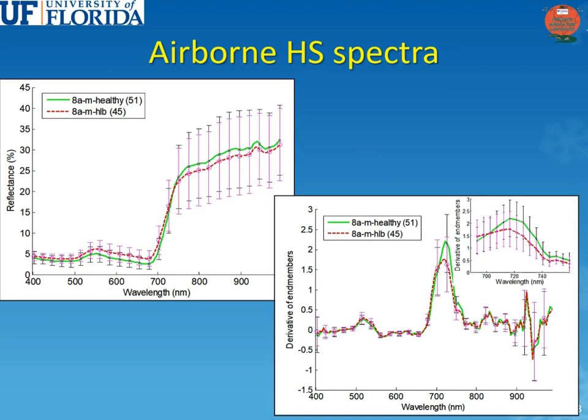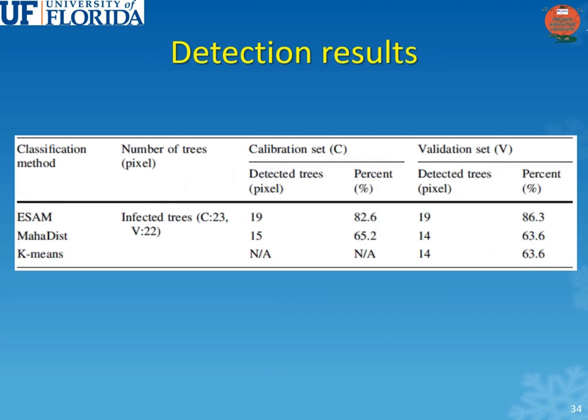And here are some example airborne hyperspectral spectra. On the left, green is healthy, red is HLB infected. We can clearly see the difference between the two. And on the right is the first derivative of those spectra. And we can also find a big difference in the red band, the 700 nanometer. And the detection result is about 64% and 86%, depending on the method that we use.